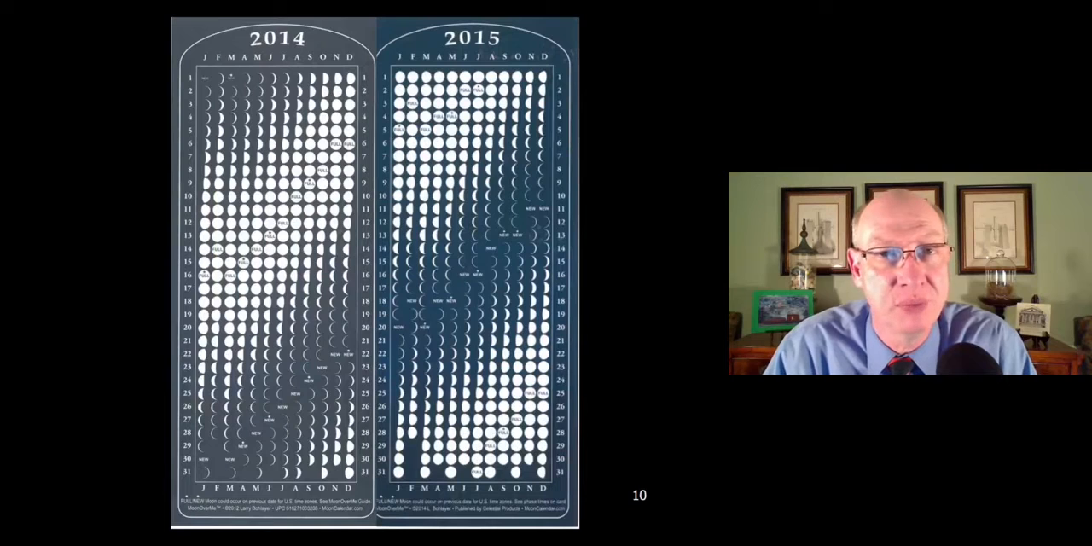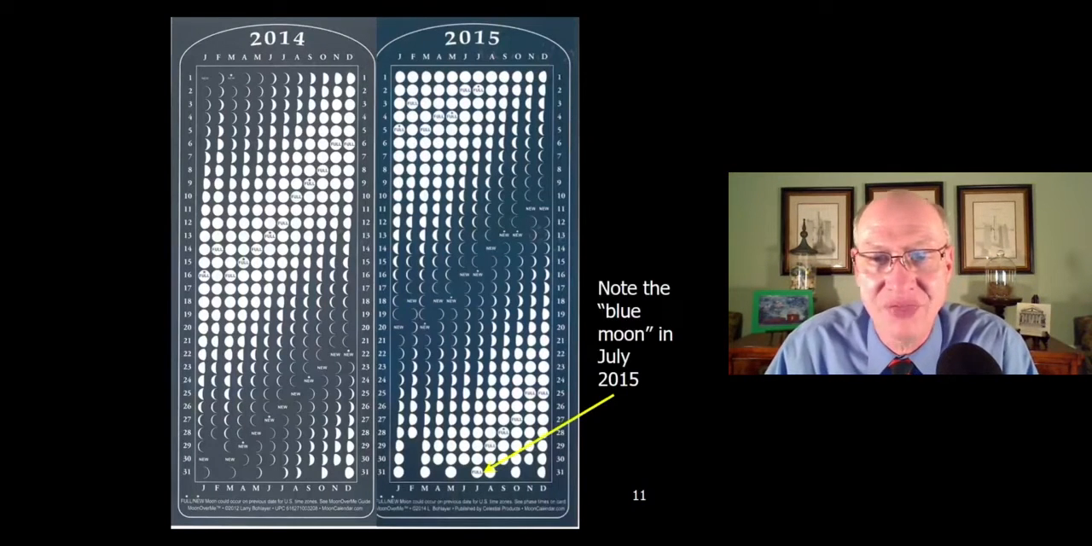Obviously, February can never have 2 full moons because it takes 29 and a half days for the moon to go through its phases, and February is at most 29 days long. So you can never fit 2 full moons in February. It can never have a blue moon. So I just wanted to point out that blue moon in July 2015.